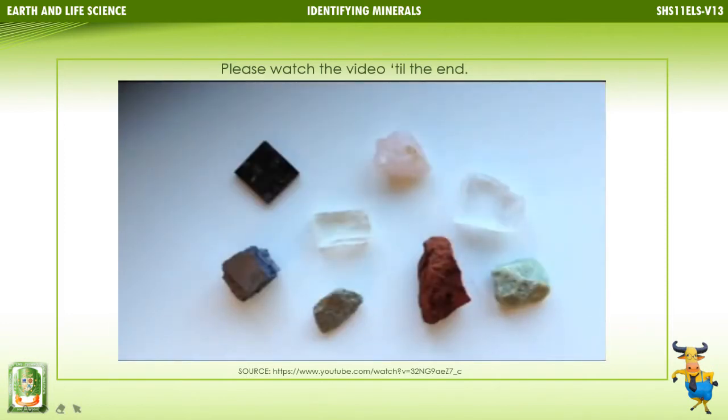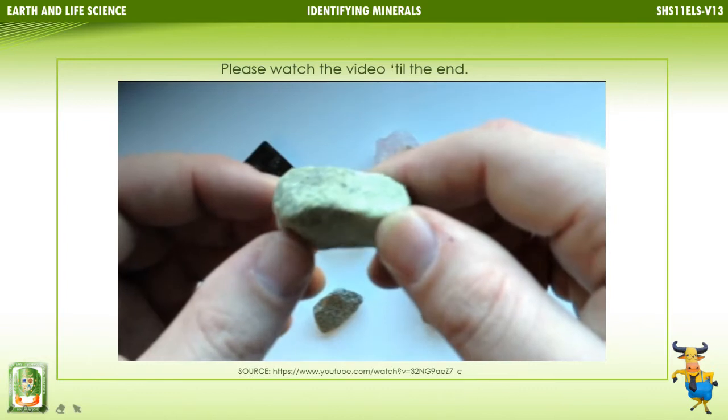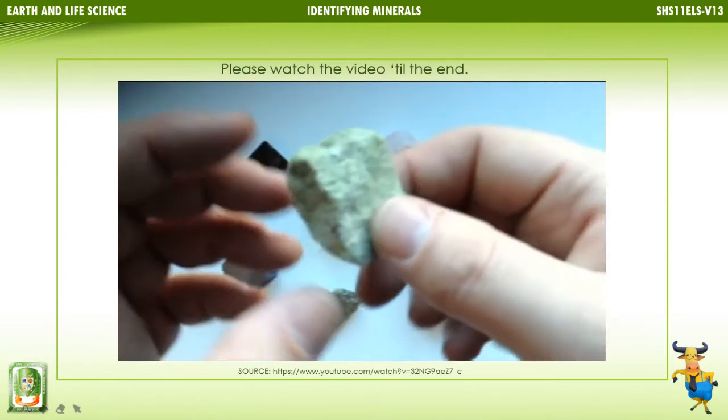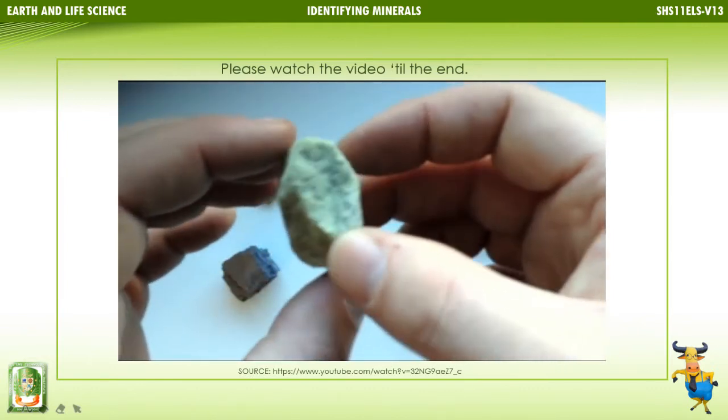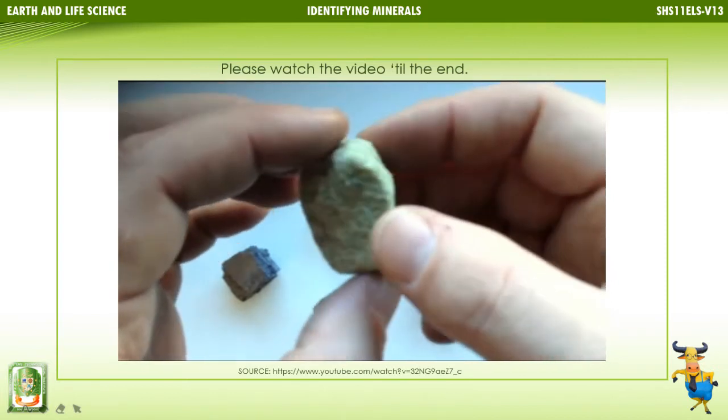Breakage is probably the hardest property to identify. Minerals break in one of two ways, cleavage or fracture. Fracture is when a mineral breaks randomly. If you look at this piece of olivine, you'll notice it has a jagged, irregular shape. It looks like it was just smashed into a random shape. This is referred to as fracture.